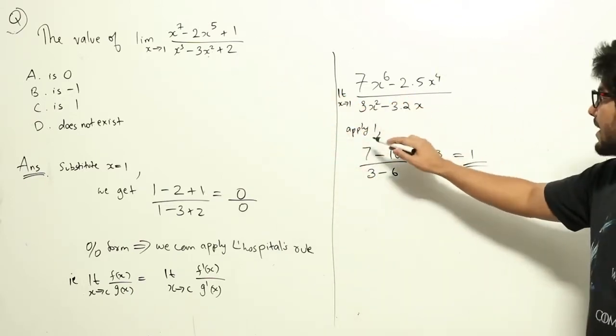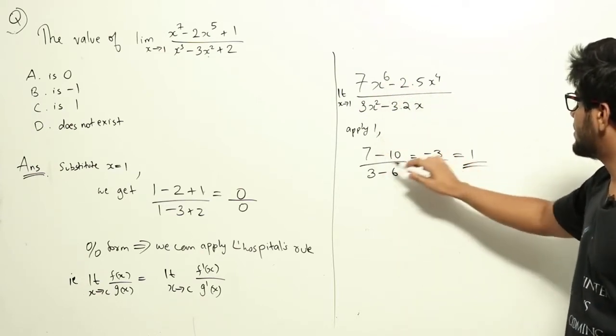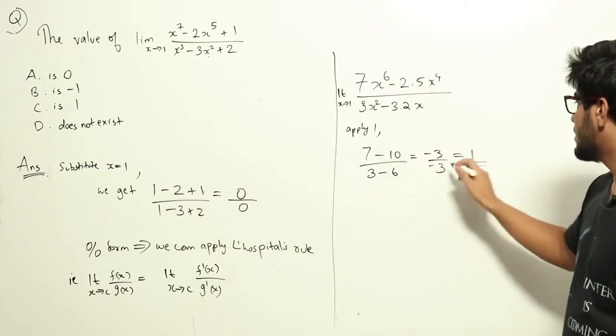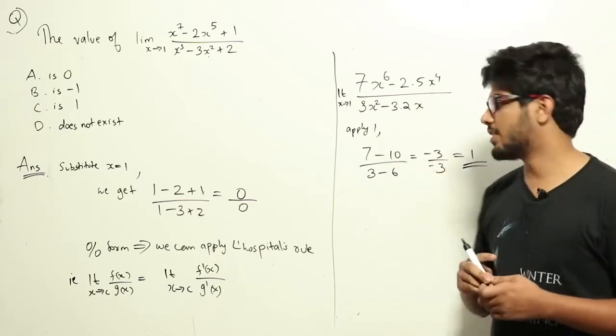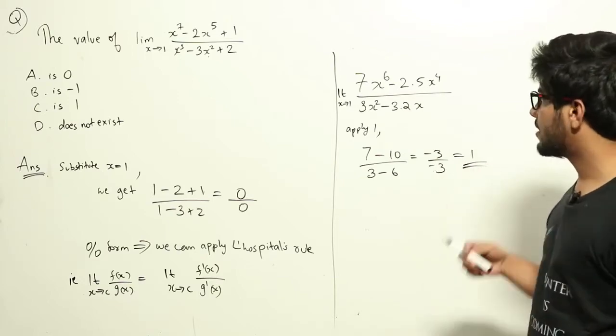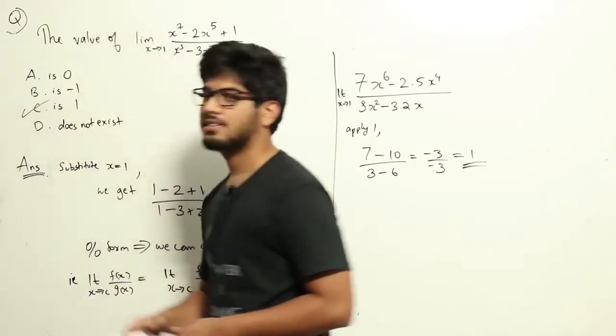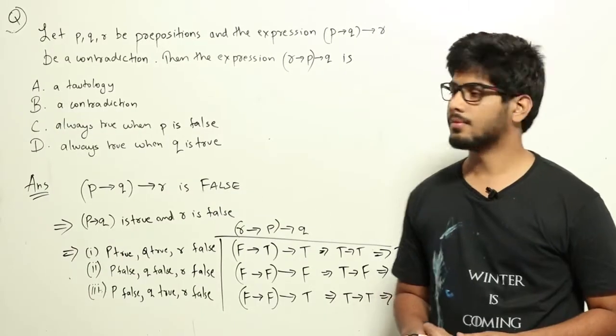Now we can again try applying x equal to 1 here. When we do that, we will get 7 minus 10 divided by 3 minus 6, which is minus 3 by minus 3 equal to 1. Now this is not in 0 by 0 or infinity by infinity form. This is 1 and that's the right answer here. So option is C.